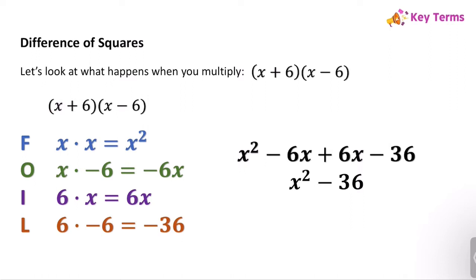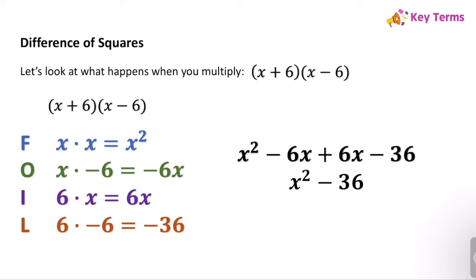So first times first gave me x squared. Outside, x times negative 6 gave me negative 6x. Inside, 6 times x gave me 6x. And then the last, 6 times negative 6 gave me negative 36. Remember, then I need to add up all my terms.